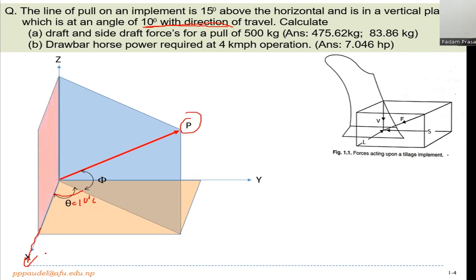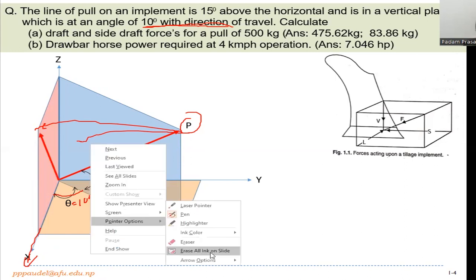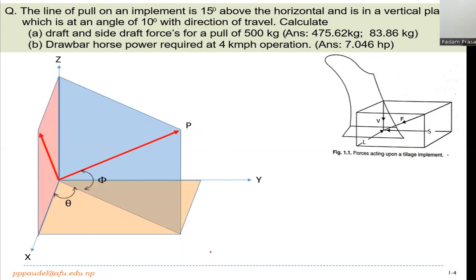This is the xz plane. If you make a shadow, or project P on the xz plane, then you can see that kind of projection here, and that is the image of P on the xz plane. Then this angle will be phi.